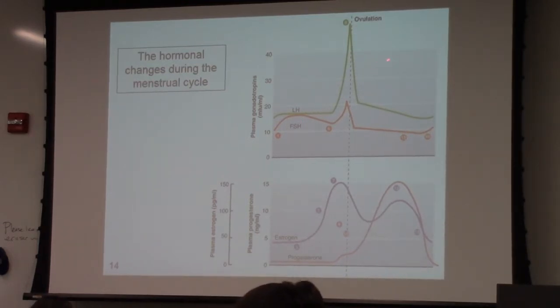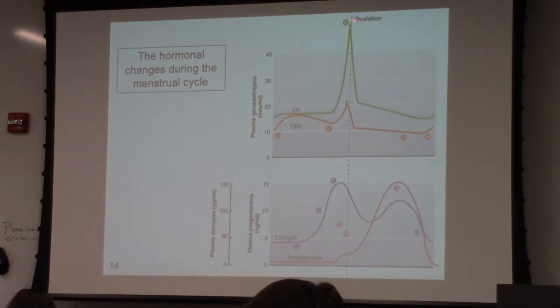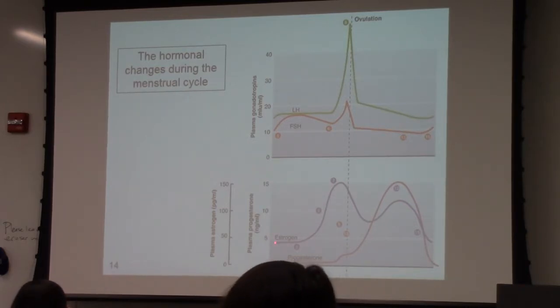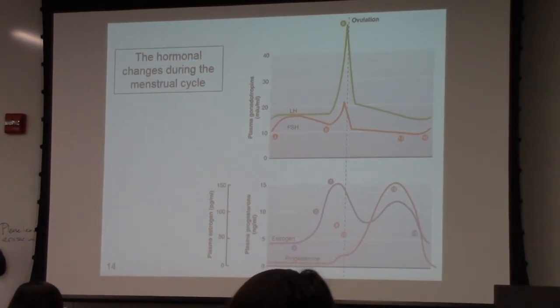The trigger for ovulation is something called the LH surge, which is accompanied by a smaller surge in FSH. So luteinizing hormone and follicle stimulating hormone have this spike of level of concentration that is a signal of, but really a cause of, ovulation. There are also changes in estrogen and progesterone that are important during this cycle.